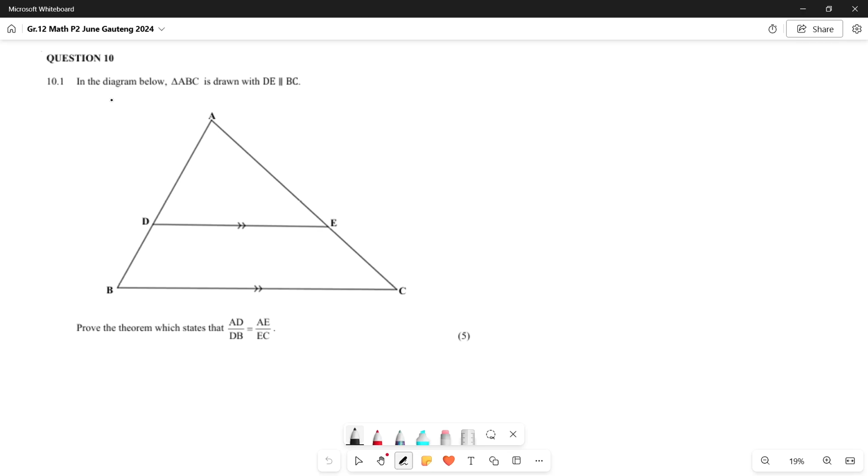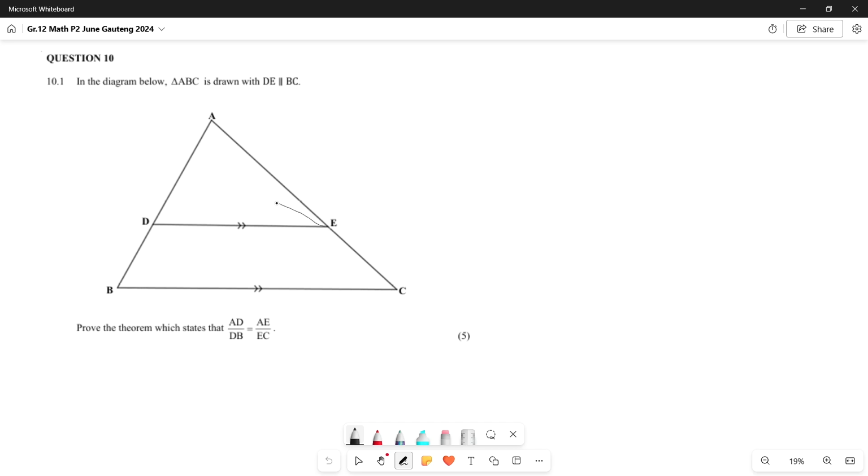So it says 10.1: in the diagram below, triangle ABC over here is drawn with DE parallel to BC, as we can see over here. It says prove the theorem which states that AD over DB equals AE over EC. Okay, so what we have to do is start with a construction.